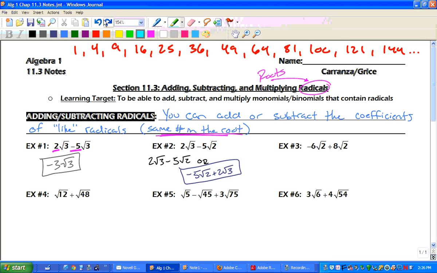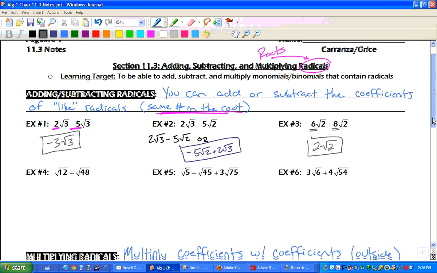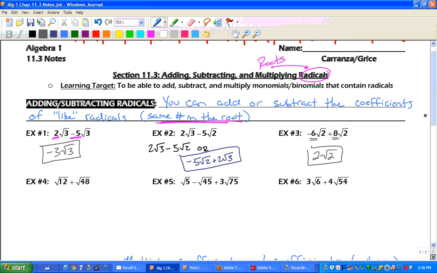All right, example number 3. Are they the same or are they different? Well, they're the same. Okay, so we have to add them. Negative 6 plus 8 gives me 2 root 2. All right, number 4.